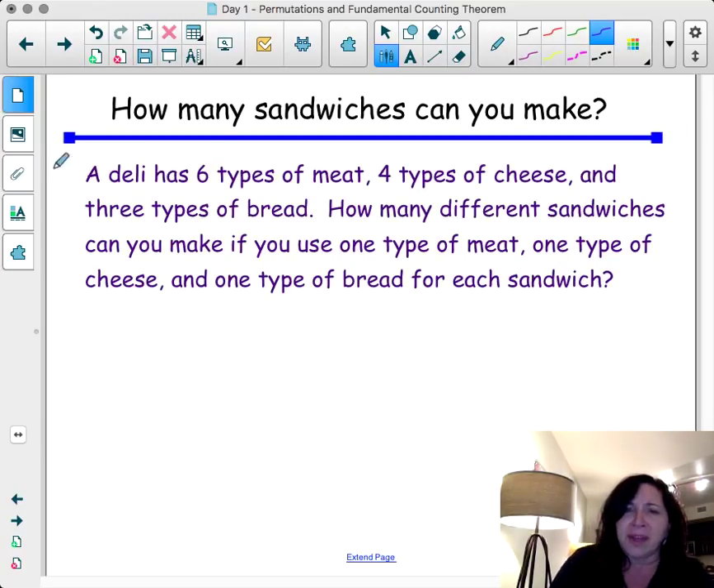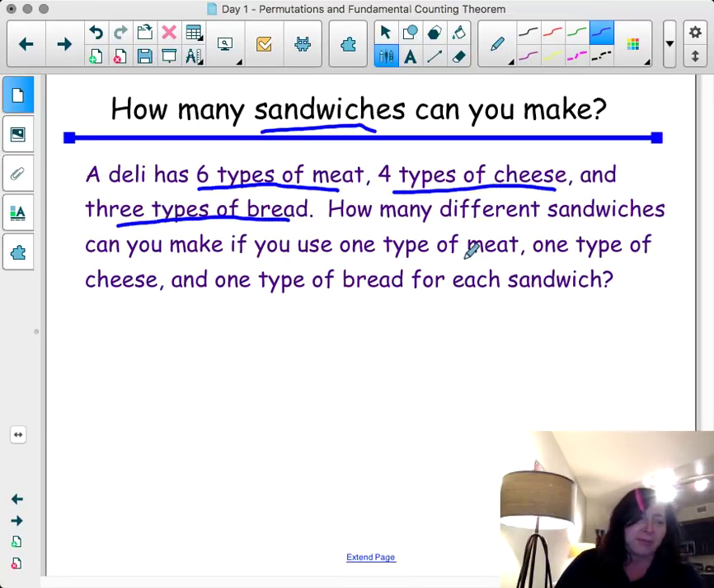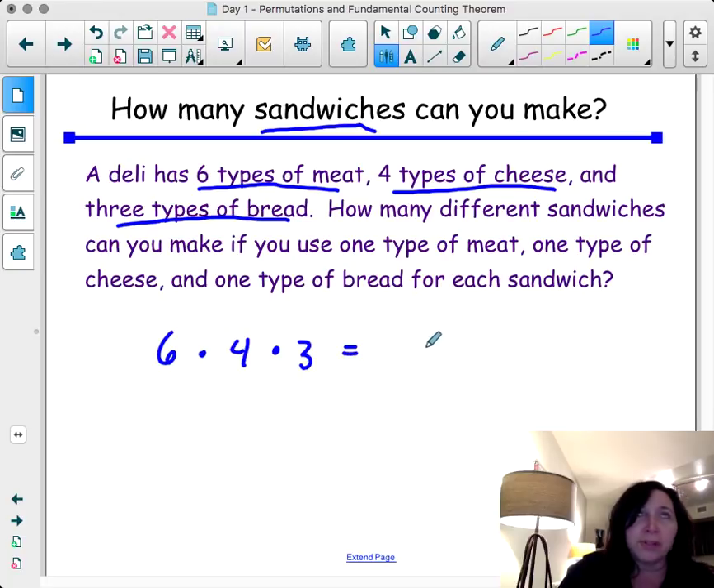Another example: how many different sandwiches can I make? A deli has 6 types of meat, 4 types of cheese and 3 types of bread. So how many different sandwiches can I make? I'm going to multiply those together. I've got 6 times 4 times 3 types of bread. 6 times 4 is 24, times 3 is 72.